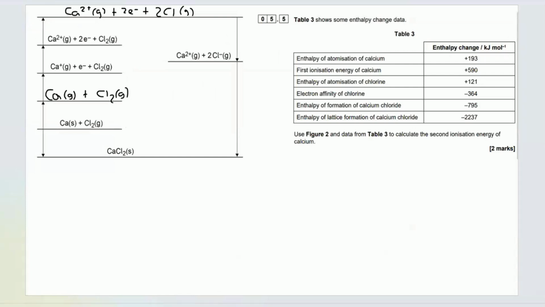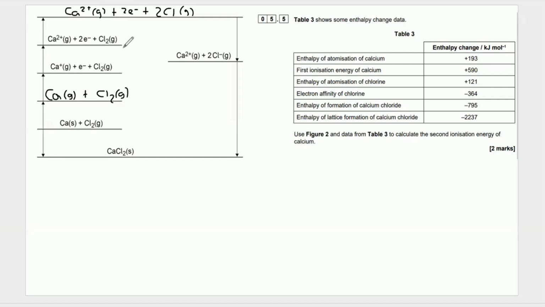Now I've kept the equations here because we're going to need them for this question. So I've kept all of those that we've just written in, and this is 5.5. Table 3 shows some enthalpy change data. We've been given data that matches every single one of these equations on the left here on the Born-Haber cycle. We're just missing one, and they want us to calculate the second ionization energy of calcium. So if we go to the one just before the top, I'm going to circle it in blue here. This is the second ionization energy. That's the only one we don't have data for.